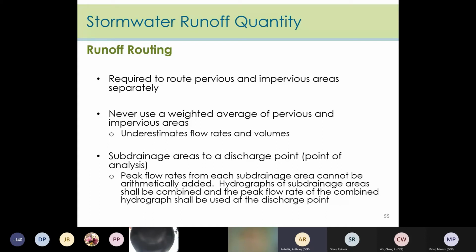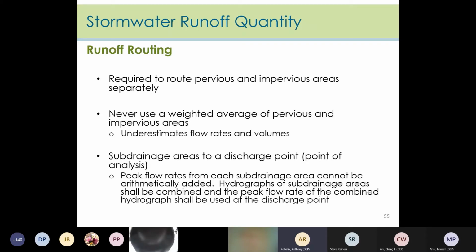Thanks, Manesh. So picking up right where Manesh left off, when routing stormwater runoff, routing programs may require unchecking a box to separately calculate runoff from pervious and impervious areas. It's the reviewer's job to make sure that this has occurred and that the areas are routed separately. This can be verified by confirming that the printouts provided do not show a composite curve number, and the reviewer must also be sure that a weighted average of pervious and impervious areas was not used.